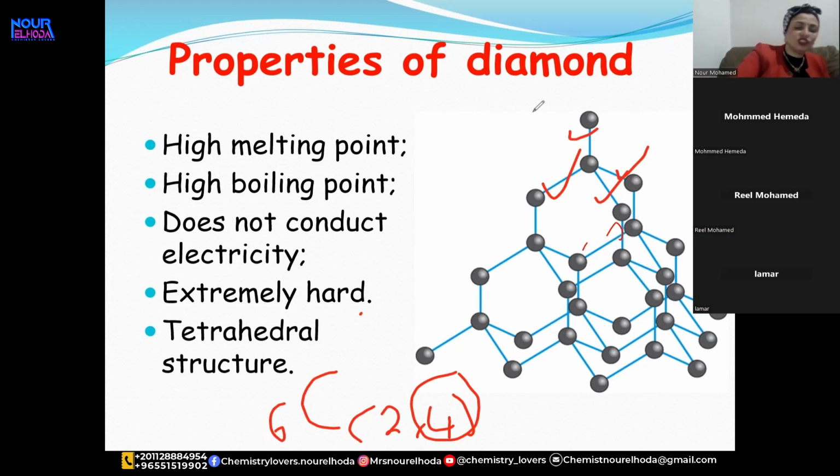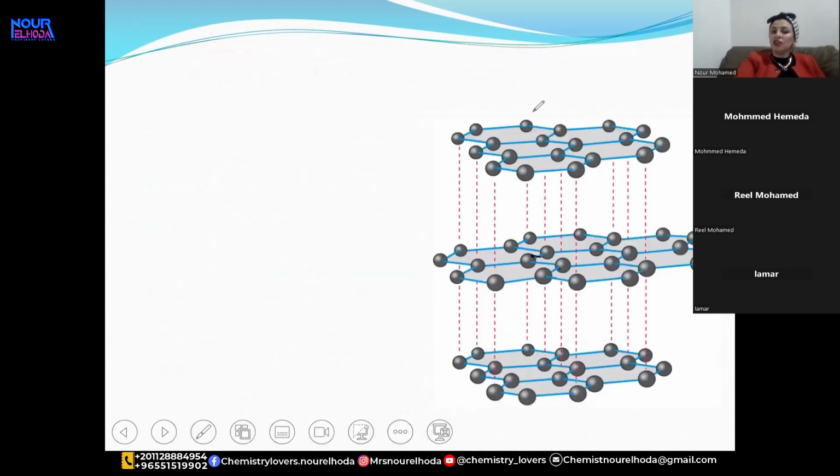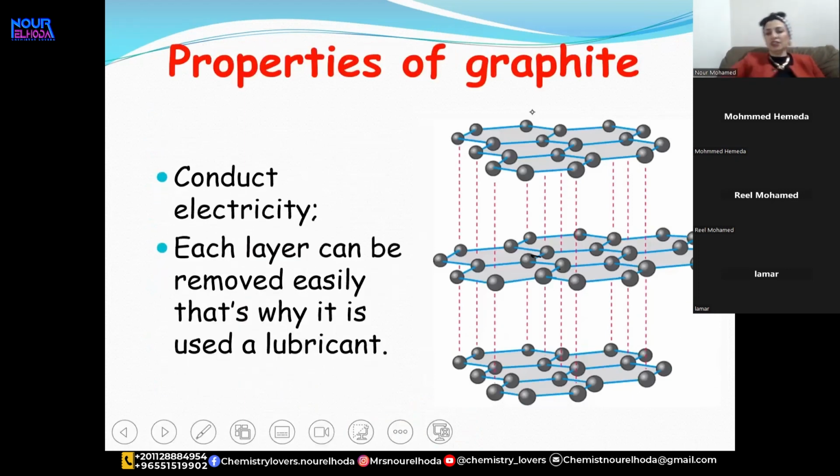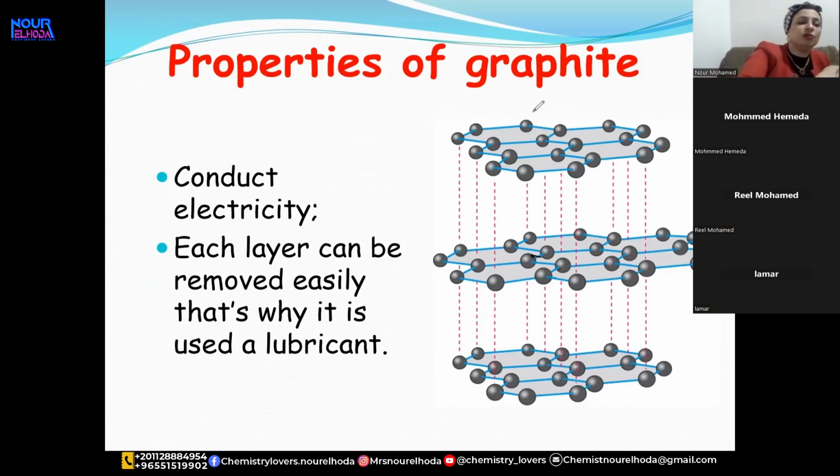Our second structure for today is going to be graphite. It is called hexagonal rings. Why do we call it hexa? Because if you check here, it is formed of 1, 2, 3, 4, 5, 6. So hexa means 6. It looks like rings, and it's in the form of layers, with the forces between the layers being really weak.